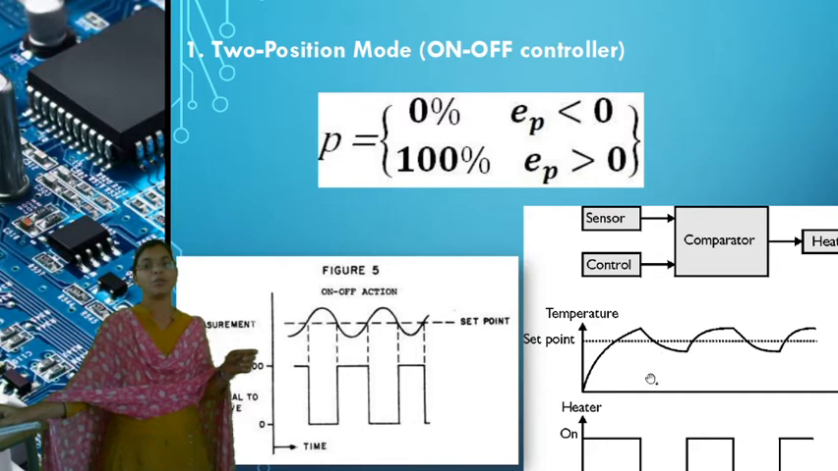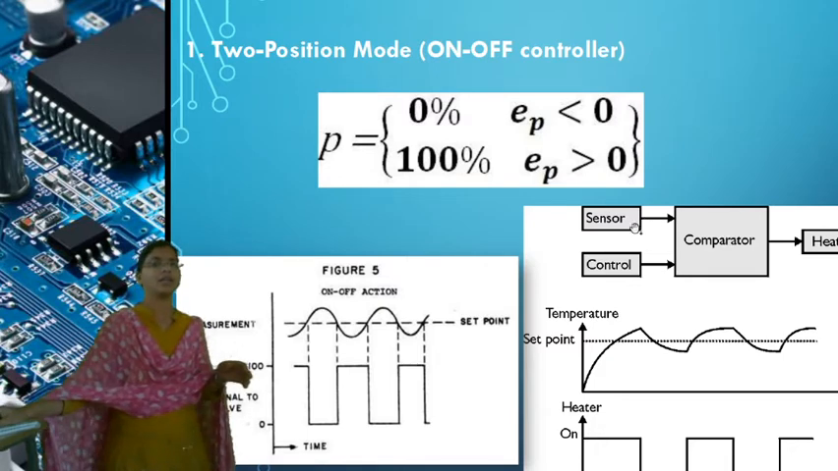So up to here, this is below the line, that will produce 0%. Above the line, that will produce 100%. The same thing will be repeated. Here is a comparator. I have given the comparator diagram.